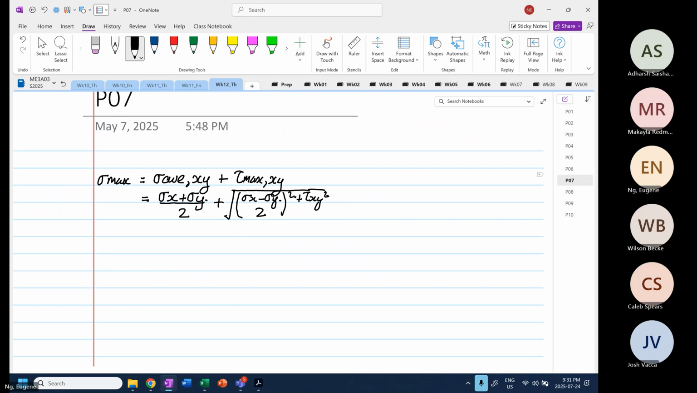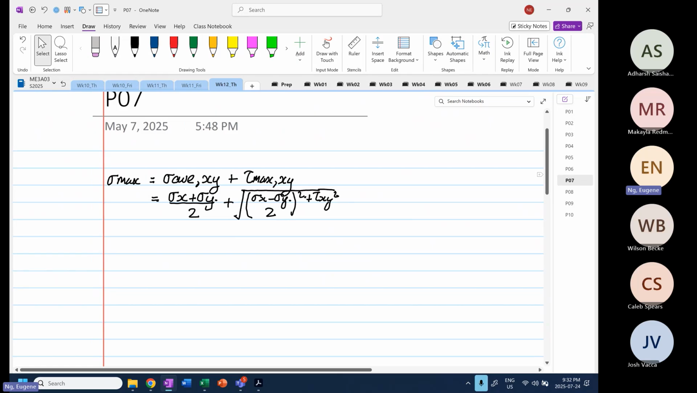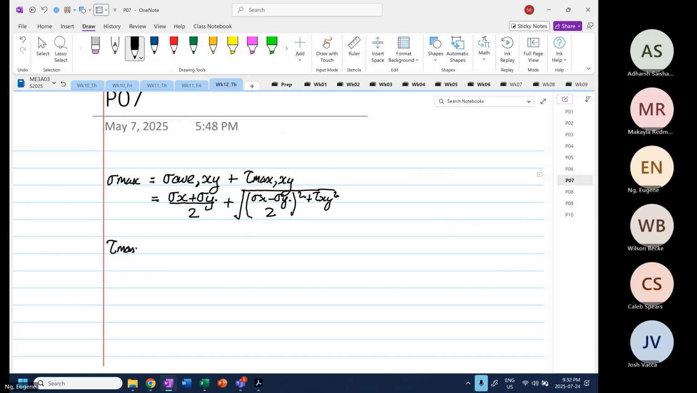Then from here, this is your stress max value. So now we are going to calculate our tau max. Our tau max is equal to stress max, and the whole thing divided by 2. So this is basically half of the bracket: stress X plus stress Y divided by 2, plus the whole thing square root of stress X minus stress Y divided by 2, squared, plus shear XY squared.